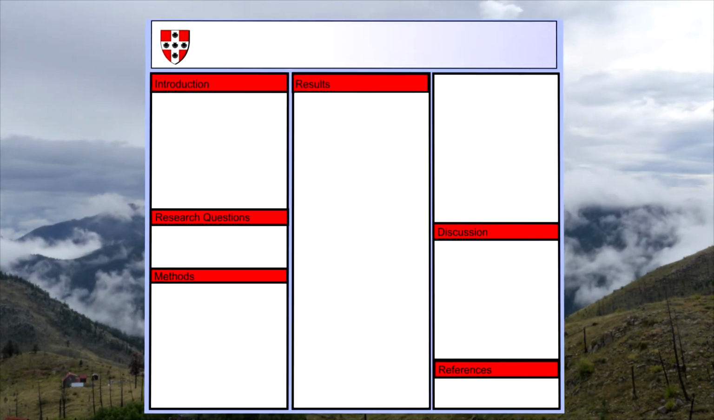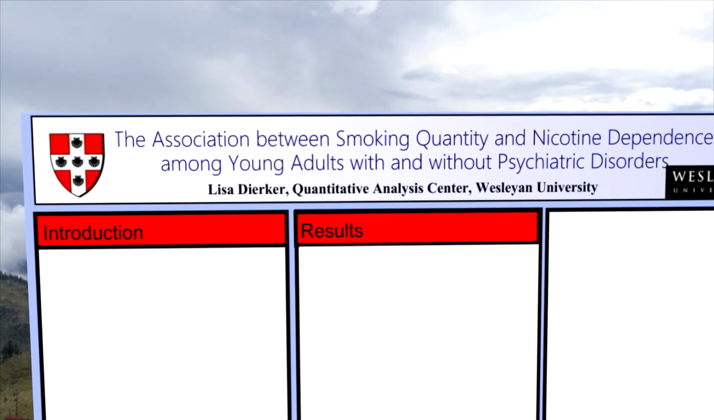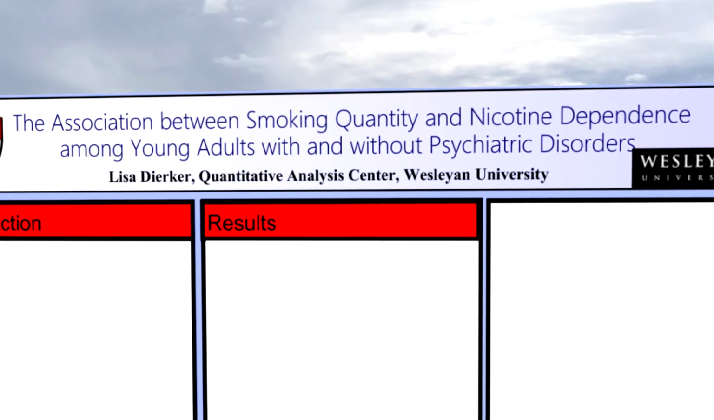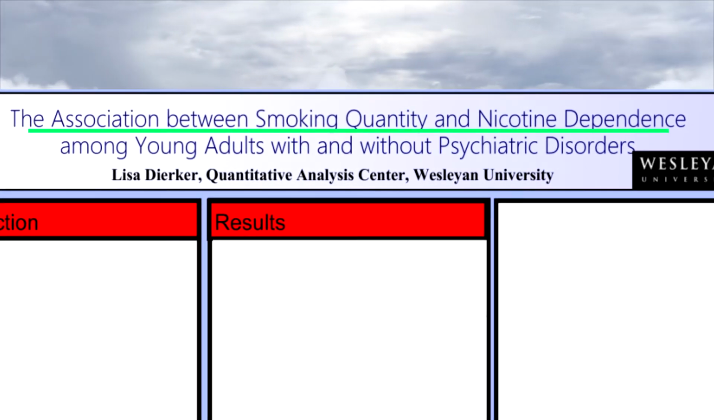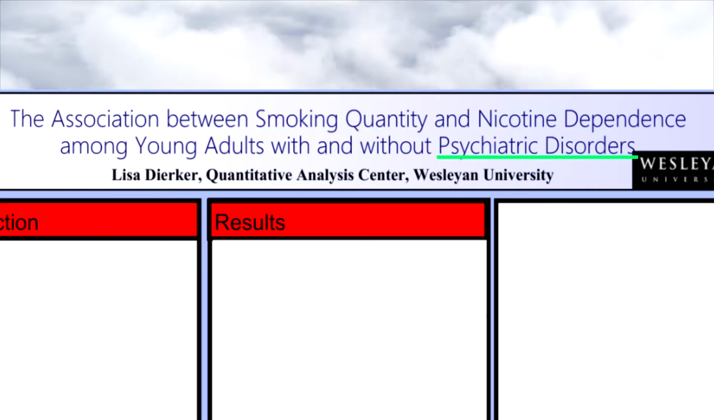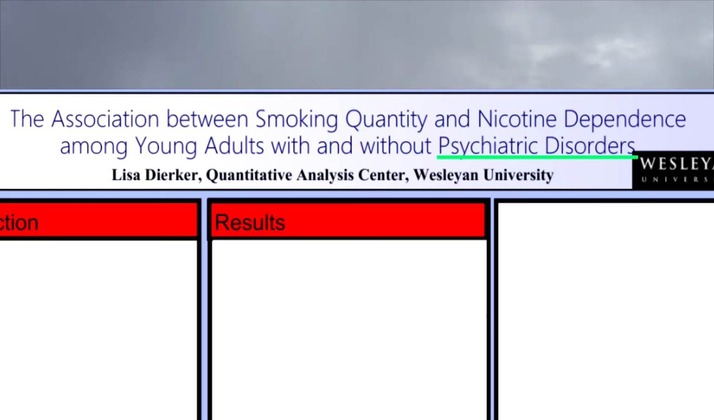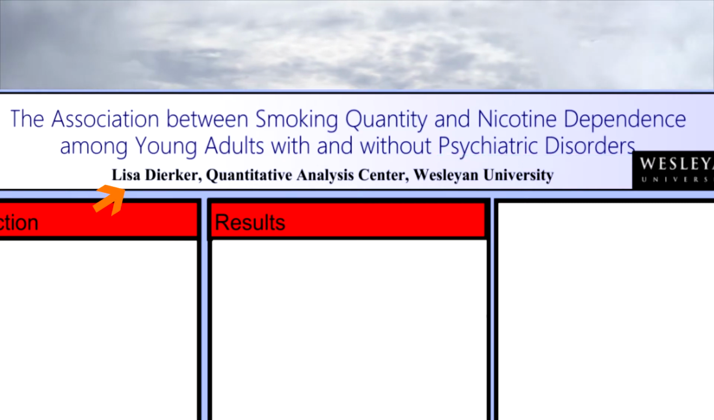The final title for our sample project is The Association Between Smoking Quantity and Nicotine Dependence Among Young Adults with and Without Psychiatric Disorders. Here you can see that we describe the association we're looking at, the sample, that is young adults, and also the third variables, that is psychiatric disorders, that play an important role in terms of answering our specific research question. Below the title include your name and where the work was conducted.